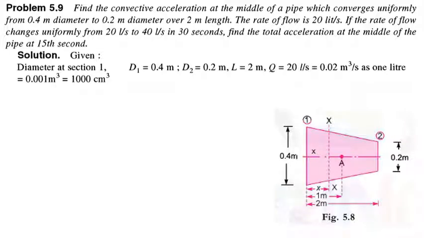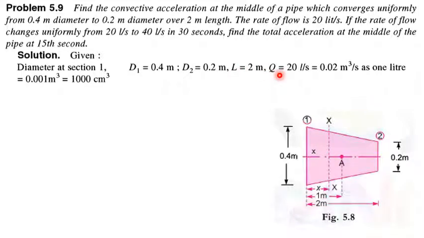So here given quantities are diameter at one end of the pipe is 0.4 meters, diameter at the other end is 0.2 meters. So from the figure you can see that at one end we have marked 0.4 meters diameter, at the other end of the pipe we have marked a diameter of 0.2 meters. The total length of the pipe is 2 meters, L is equal to 2 meters.